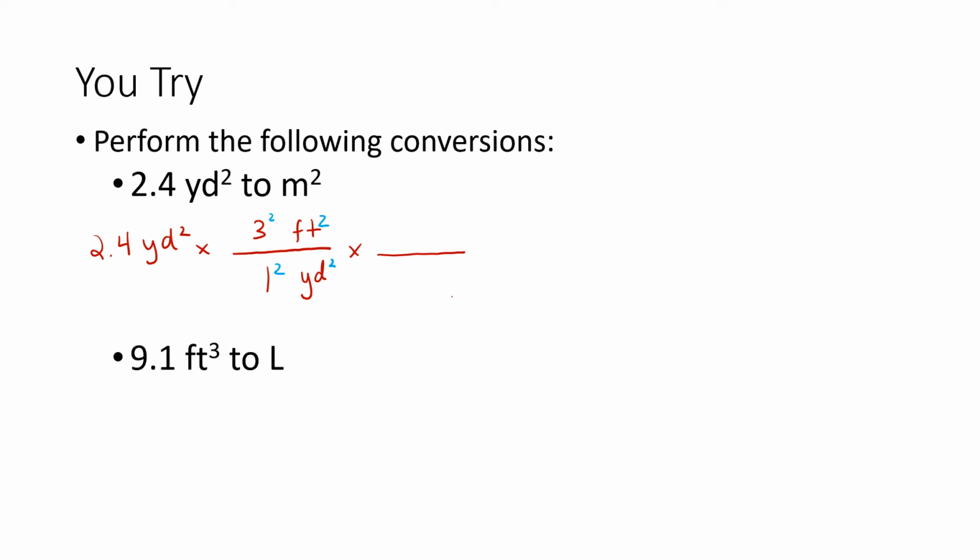We can convert feet into inches. So feet go in the denominator, inches in the numerator. 1 foot is 12 inches. And we want everything to cancel, so we square the feet, square the 1, square the inches, square 12. We can convert inches into the metric system, inches to centimeters. 1 inch is 2.54 centimeters. We want to square everything.